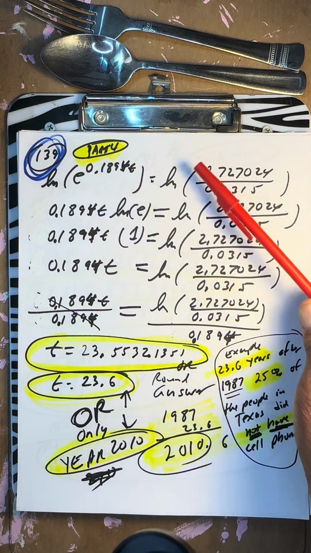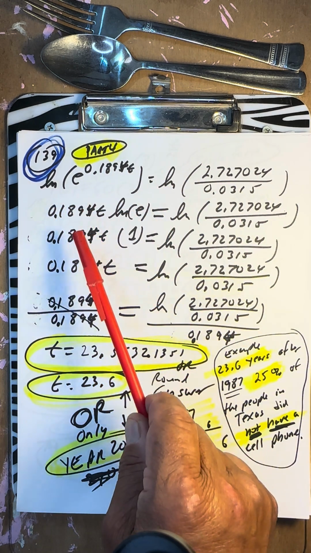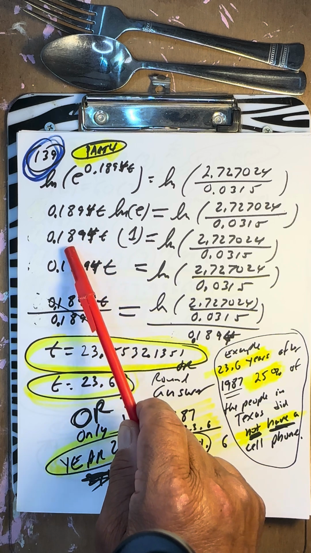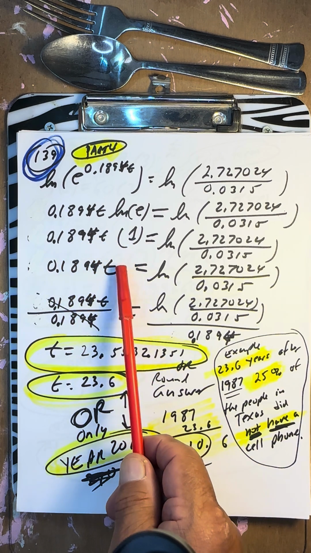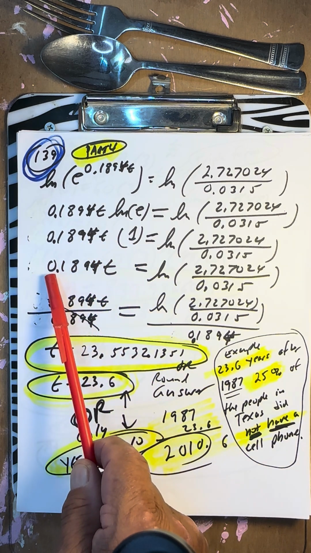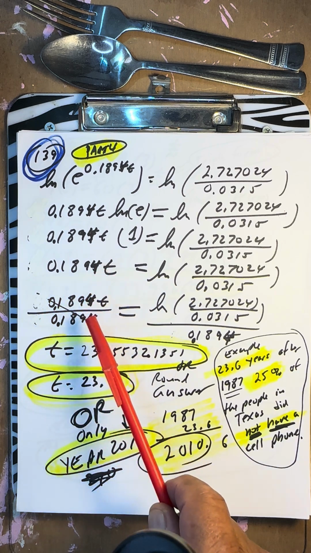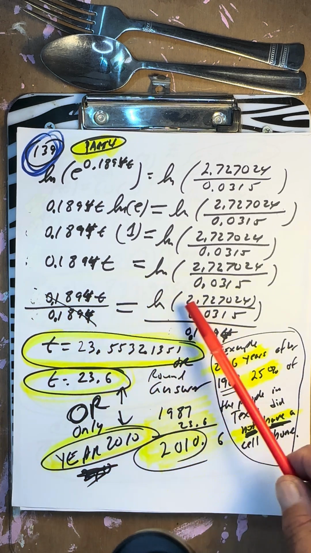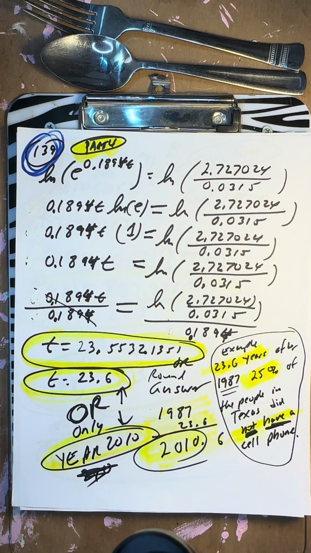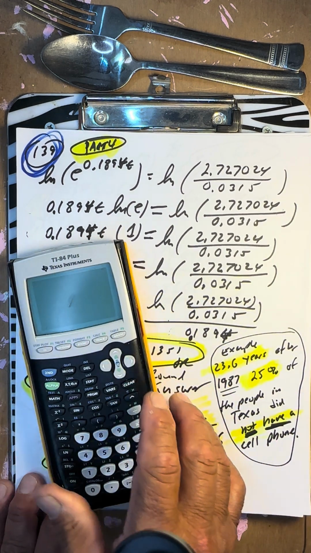So take ln on both sides. We have the exponent goes to the front, and this is going to give you times 1. It's just the same thing, 0.1894 t. Divide both sides by that. We ended up with this. Now, can I do this in a calculator? I think so. Let's just do it.